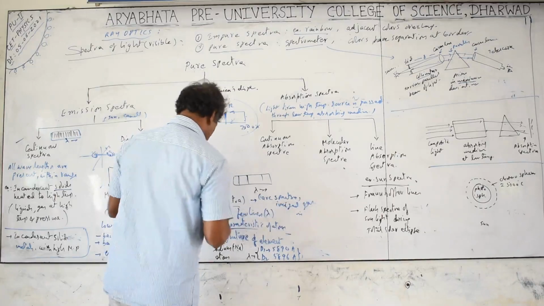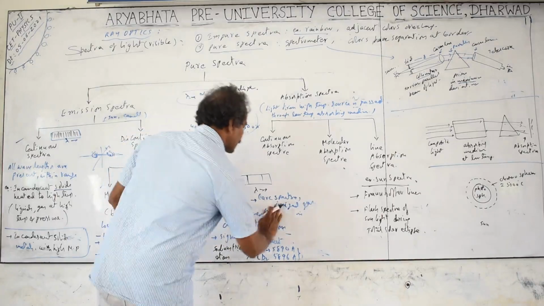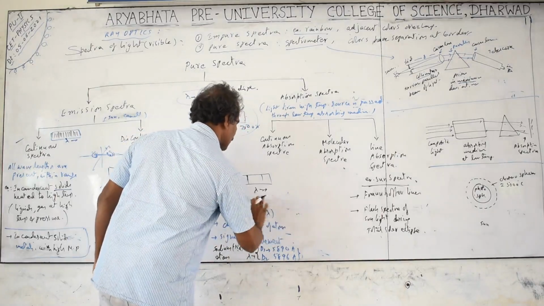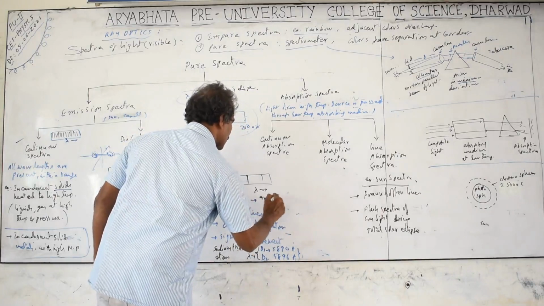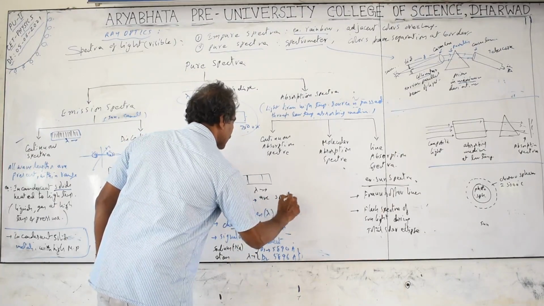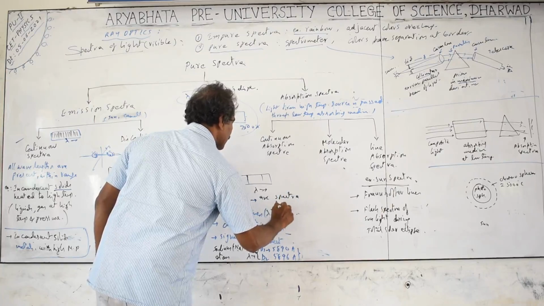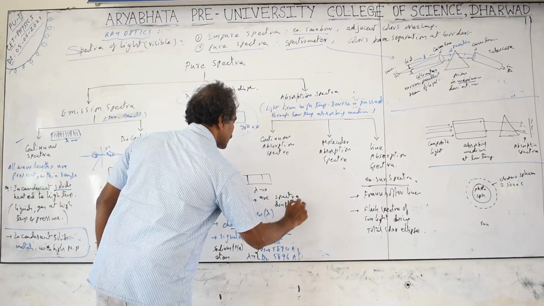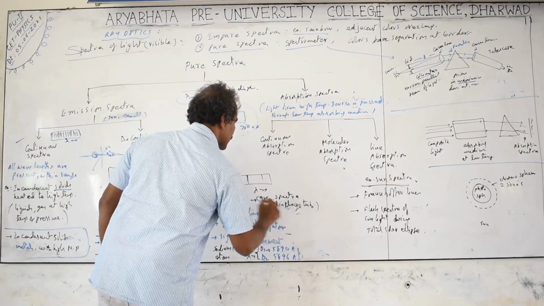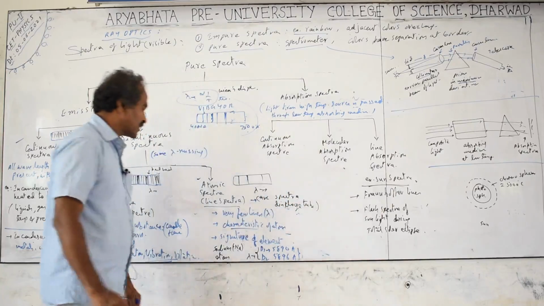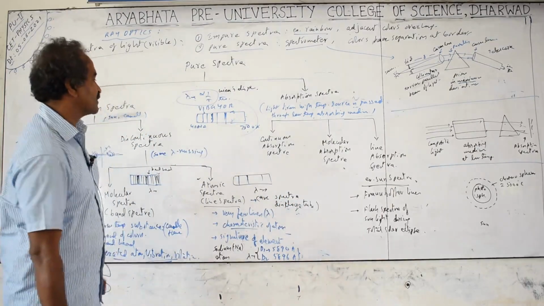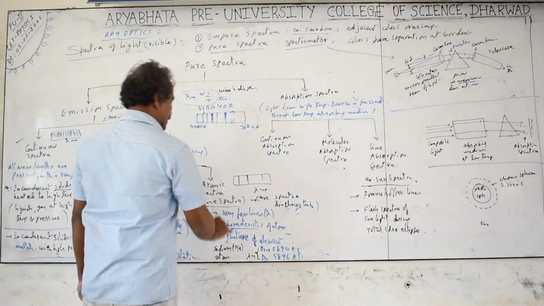Gas in discharge tube. Arc spectra. Discharge tube, ionized gas. Discharge tubes, ionized gases also produce atomic spectra.